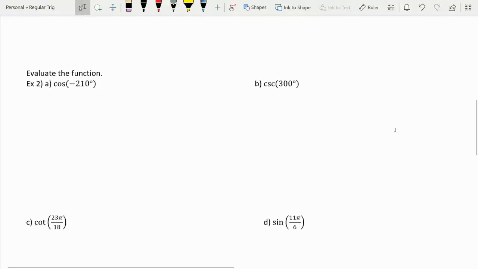Now here's where you're going to have to get your calculator out. So I look at cosine of negative 210. They want us to evaluate cosine of negative 210. If you were to just grab your calculator and plug that in, you're going to get an answer. No issues.